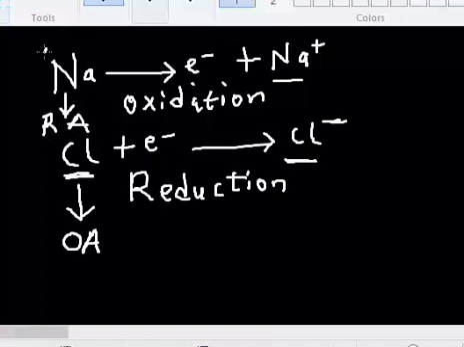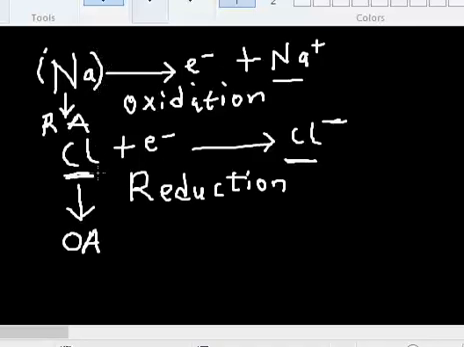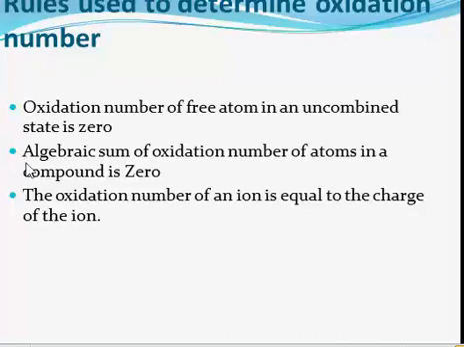So we simply mean that the oxidation number of sodium, when it is not combined, is 0. The oxidation number of chlorine too. Any atom that is free, in an uncombined form, has an oxidation number of 0. That's number one. Number two: the algebraic sum of the oxidation numbers of atoms in a compound is 0.